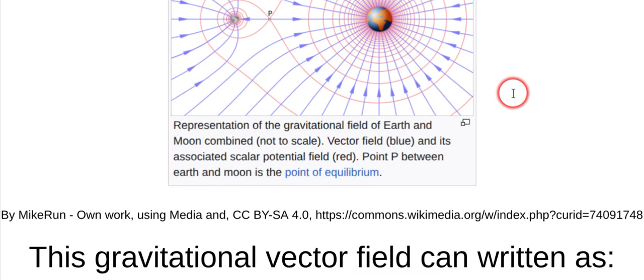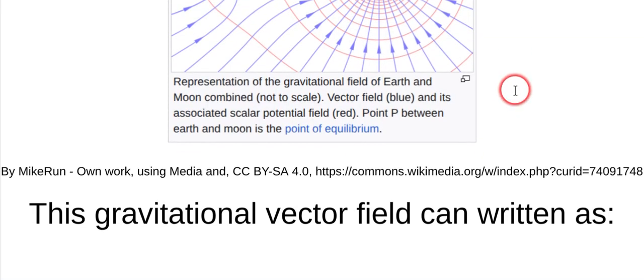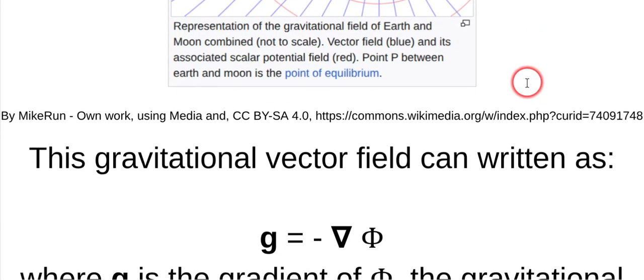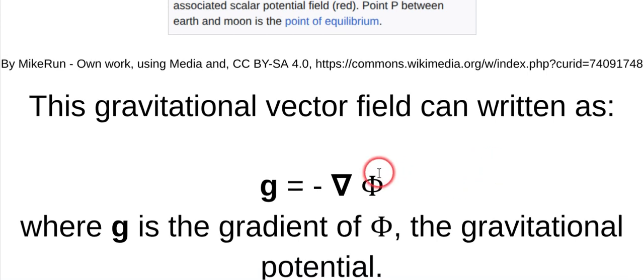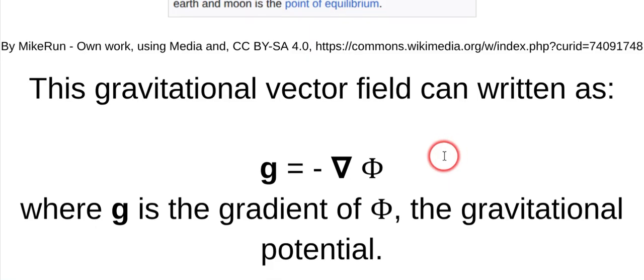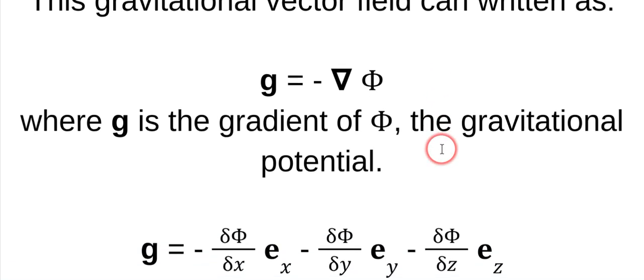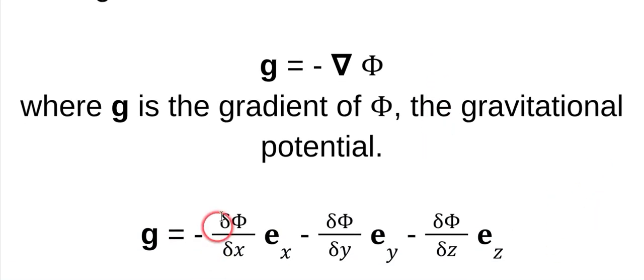The gravitational field, the vector, can be written like this: g is equal to negative del phi. So g is the gradient of phi, the gravitational potential. All right, let's write that out fully, what it would mean. It would look like this. It would be the partial derivative of this potential with respect to the coordinates times the basis vectors.